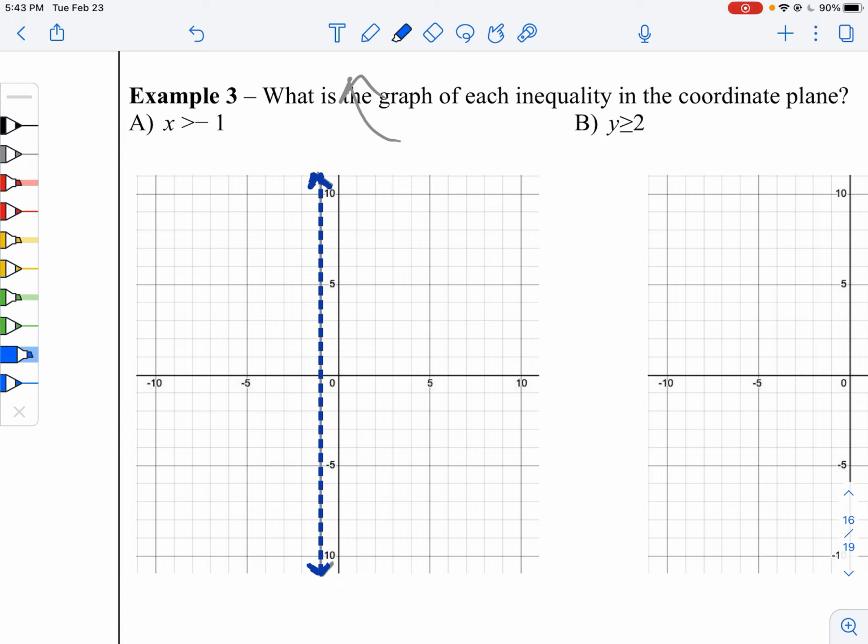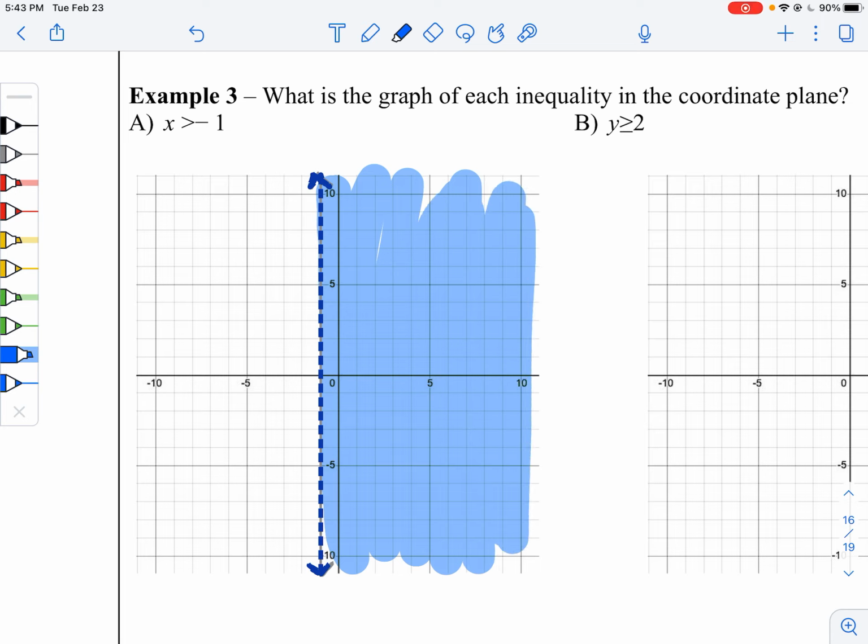Now you need to figure out where x is greater than -1. You could plug 0, 0 in here. Is it true that 0 is greater than -1? Yes, haha. Or since it's literally just x is greater than -1, you just cover wherever the x's are greater than -1, which is all of these guys over here. Ta-da!